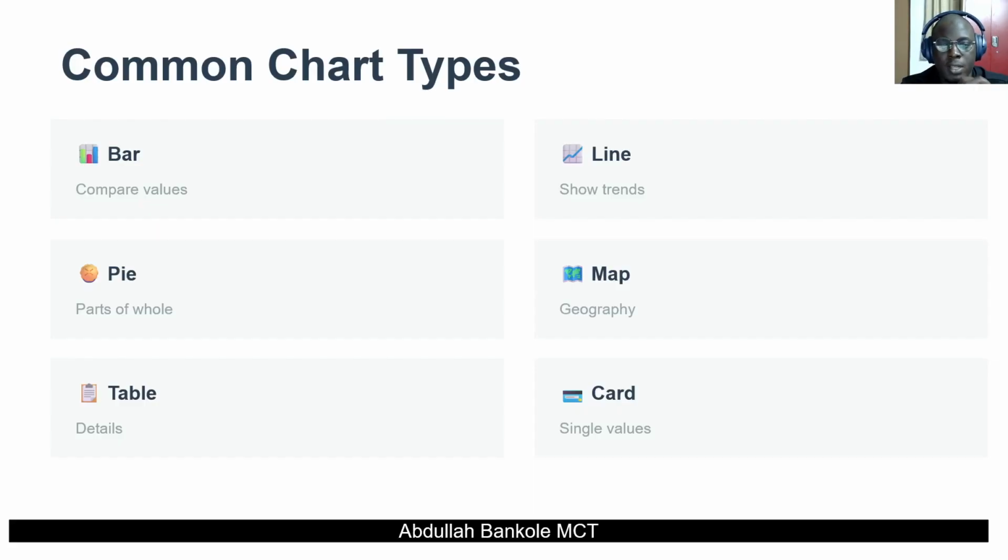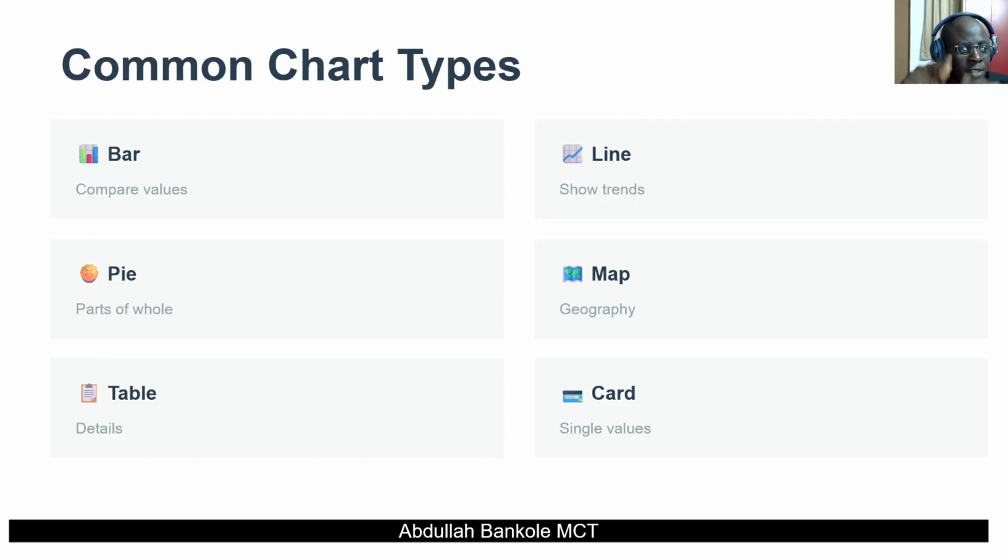So let's talk about understanding the chart types. What are the common charts that we have in Power BI? The first one is the bar chart. What do we use the bar to do? The bar is used for comparing values. We have the pie. The pie is used to show part of a whole. We have the table. Tables are used to show details.